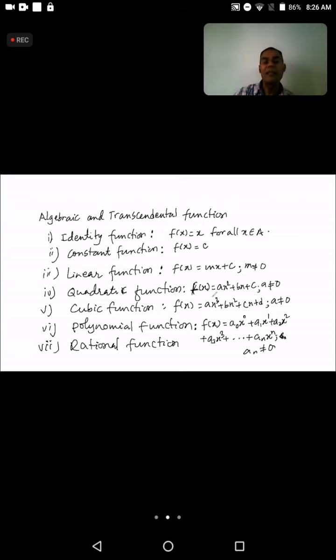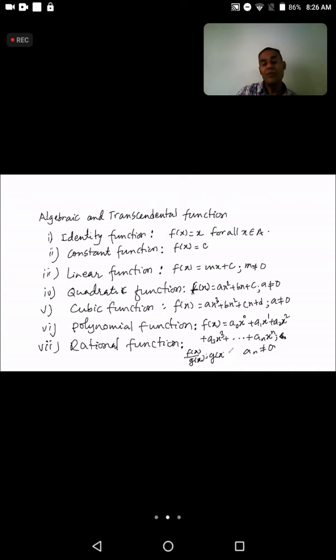And rational functions, from rational expression we get rational function. A rational function is a function which is expressed in the form of f of x by g of x, where g of x is not equal to 0. g of x is non-zero.